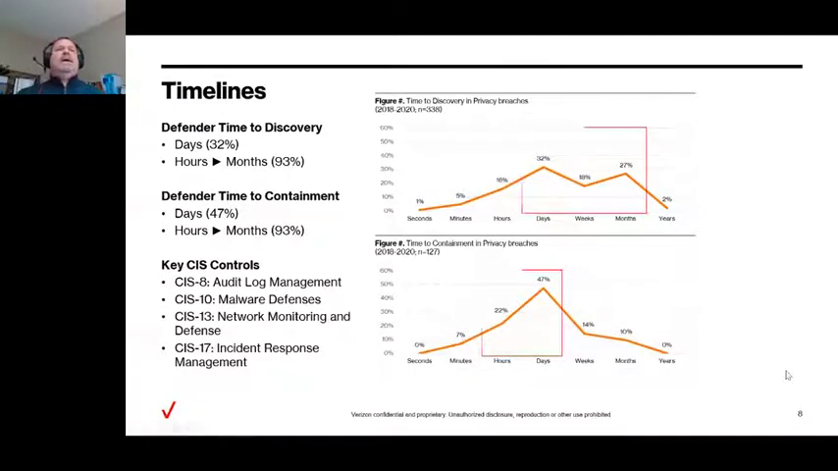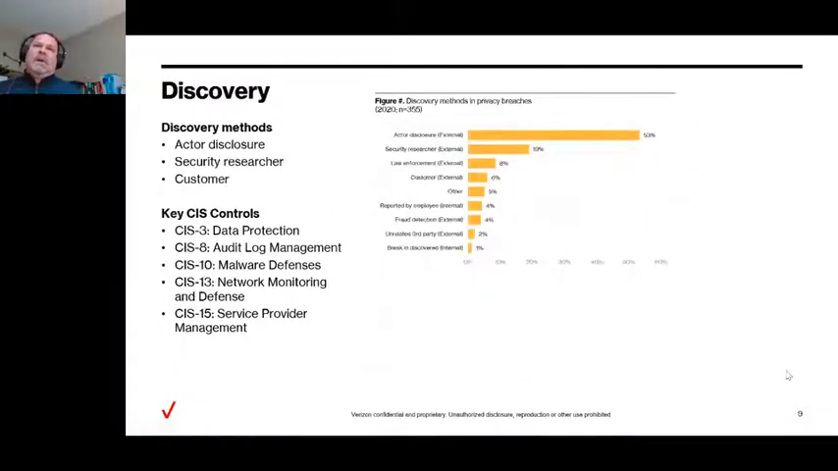Okay, so let's look at discovery. Discovery was the third timeline. Discovery is the first timeline from the defender standpoint. How are defenders discovering privacy breaches? This is looking at the 1-year time frame. The yellow bars indicate 1 year, the dark orange indicate 3 years. So we're looking at the most recent data for last year.